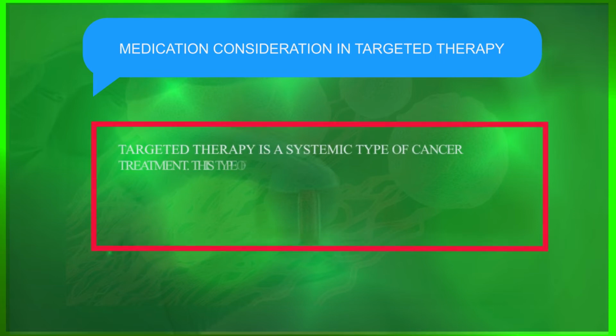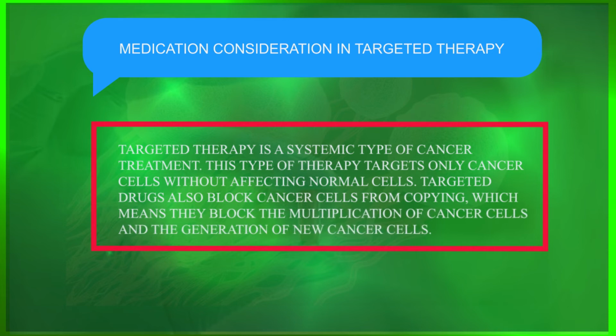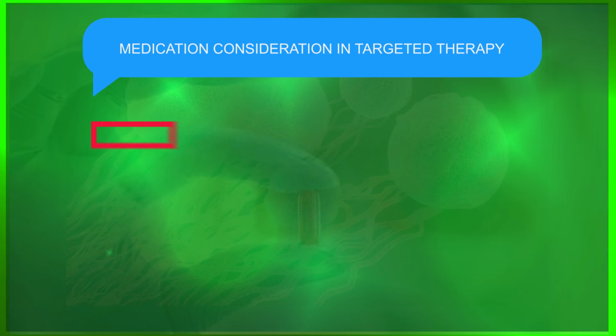Medication consideration in targeted therapy. Targeted therapy is a systemic type of cancer treatment. This type of therapy targets only cancer cells without affecting normal cells. Targeted drugs also block cancer cells from copying, which means they block the multiplication of cancer cells and the generation of new cancer cells.